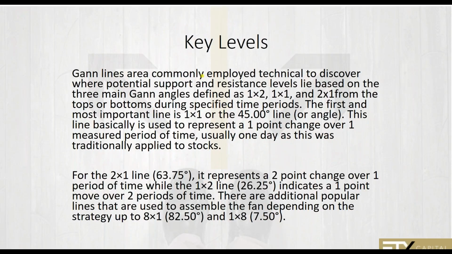The Gann lines are commonly employed to discover where potential support and resistance levels lie on the three main angles defined, the 1-2, the 1-1, and the 2-1, from the tops and the bottoms during specified periods of time. The first and the most important line is the 1-1, or the 45-degree angle. This line basically is used to represent a 1-point change over one measured period of time, usually a day, as this was traditionally applied to stocks.